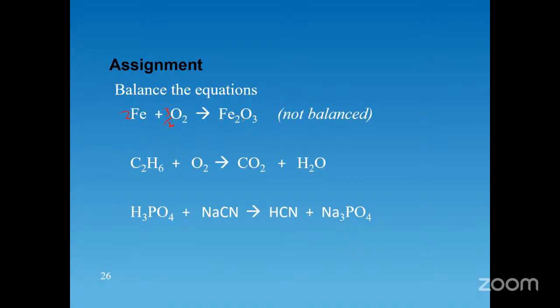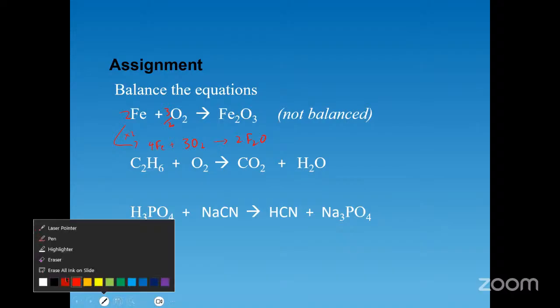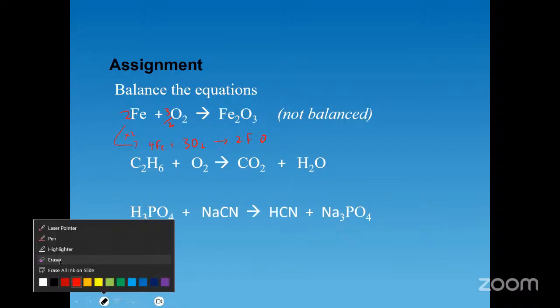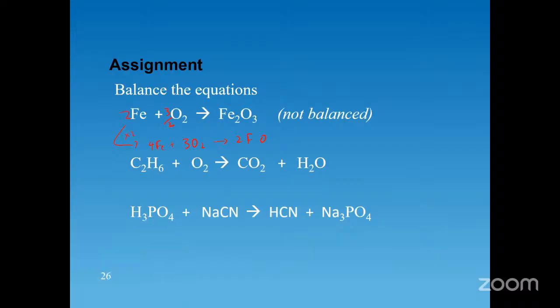However, this is not the final answer. What you have to do from here is multiply all the coefficients here by 2. So when you do that, you're going to end up with 4 Fe plus 3 O2 and then 2 Fe2O3. I'm sorry. So this should be 2 Fe2O3, and that would be the final answer.